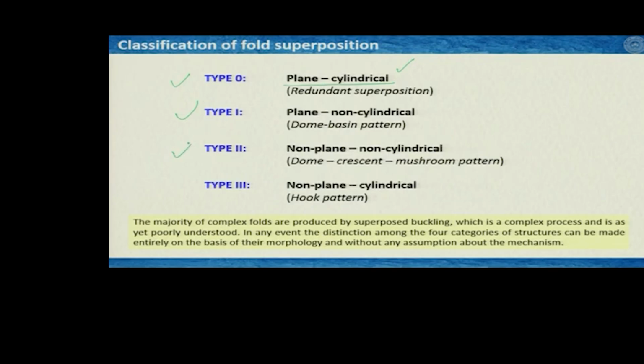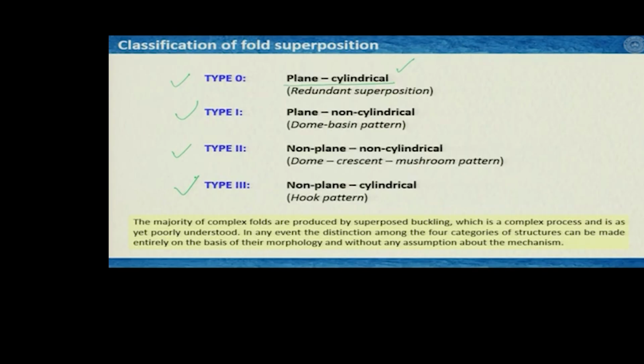Type 3 is non-plane non-cylindrical. Both axial planes and fold axis are not straight, they are curved. And in type 3 what is remaining, it is non-plane cylindrical. Axial planes are curved, but fold axis is very much straight.